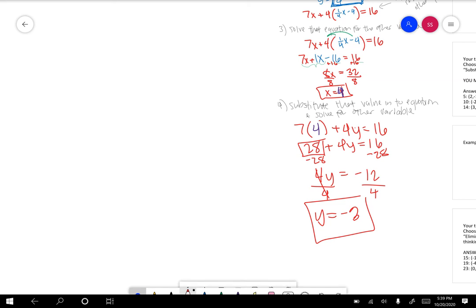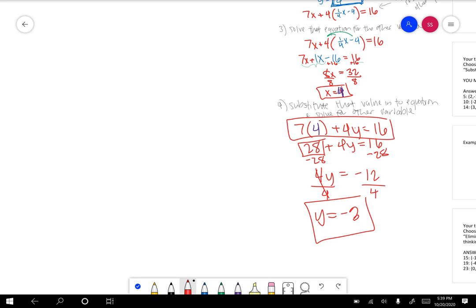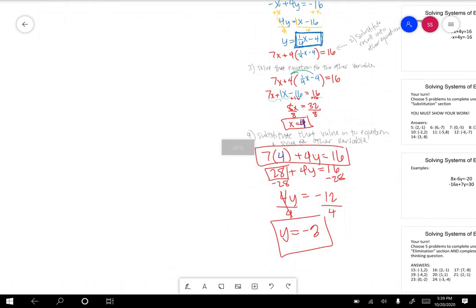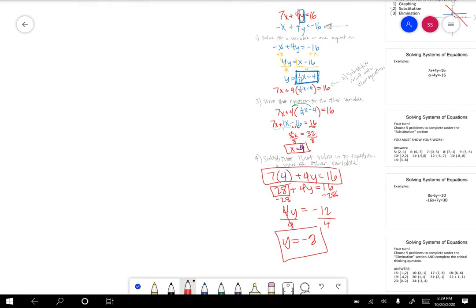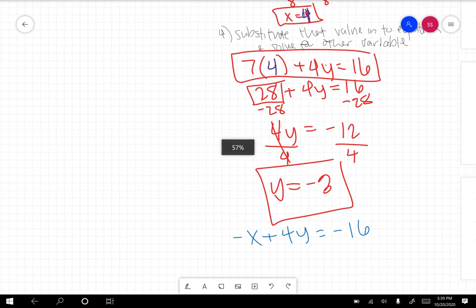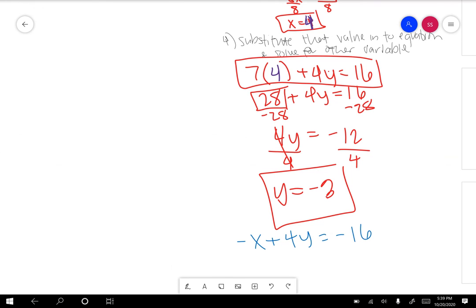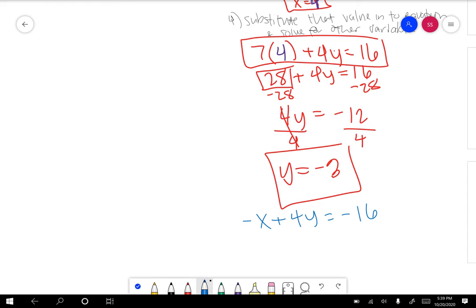Okay, so now we have an x, now we have a y. We know for sure that it works in this equation because that's the one we just solved, but maybe we should just double check it works for the other equation. Let me just write that equation down here. Negative x plus 4y equals negative 16. So I'm just going to take those x and y values we just found, 4 and negative 3, put them in this equation and make sure that it makes the equation true.